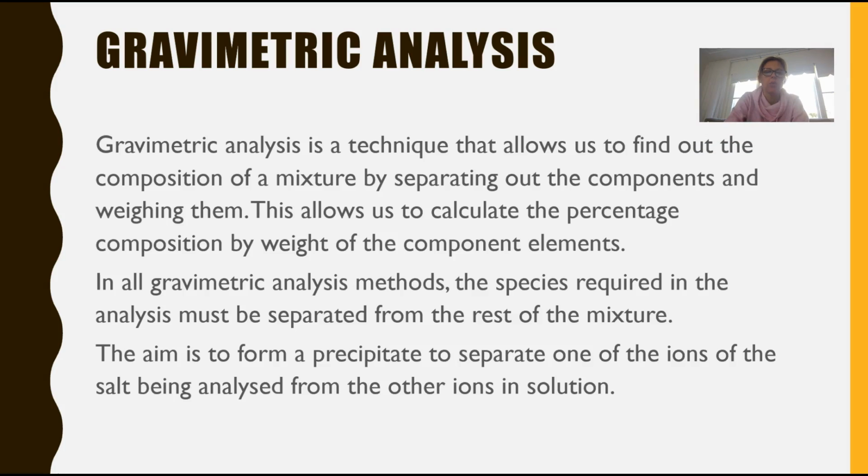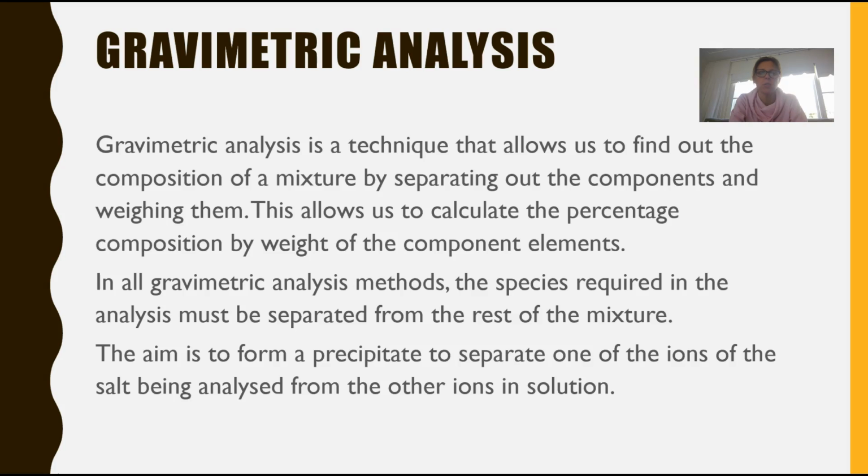So you will remember from Year 11, or hopefully you will remember, that gravimetric analysis is a technique that allows us to find out the composition of a mixture. So we separate out all the different components and then weigh them, and then we can work out the percentage composition by weight of those elements. In this one, the species that we're wanting to analyse must be separated from the rest of the mixture. So our aim is to form a precipitate to separate one of the ions.